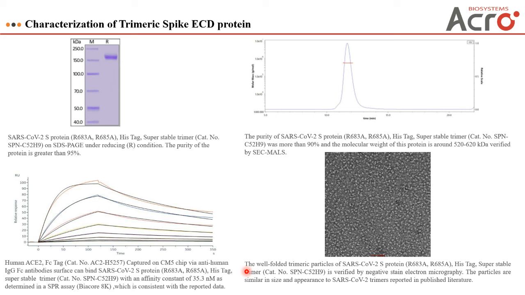To further characterize the bioactivity of the spike protein, we use surface plasmon resonance to measure the binding ability between spike trimer and its host receptor ACE2. The dissociation constant shows around 35 nanomolar, which is consistent with the binding affinity reported in the paper. In addition, we are the first company around the world that provides the negative stain electron micrograph for our spike trimeric protein. The results show that the well-folded trimeric particles of SARS-CoV-2 S protein are similar in size and appearance to previously characterized SARS-CoV-2 trimers.